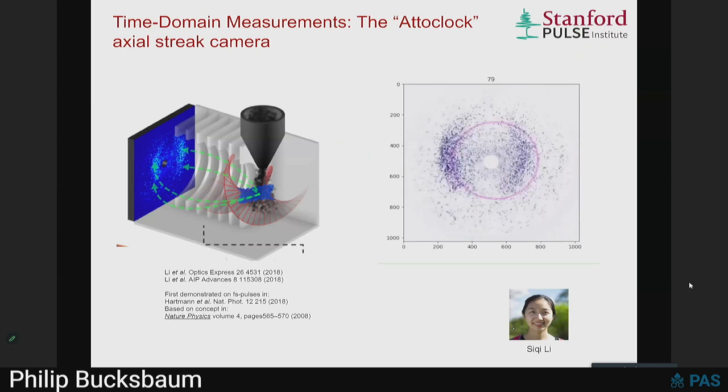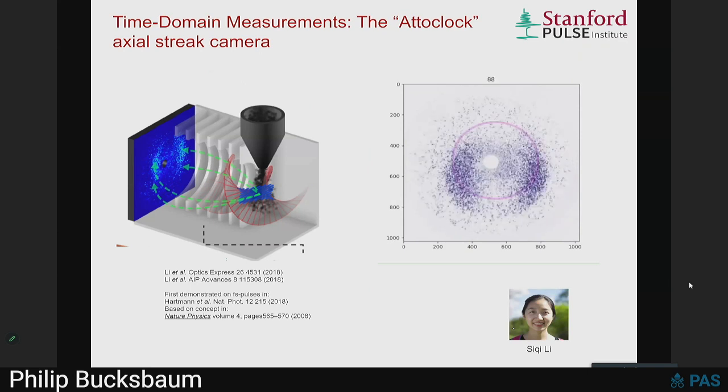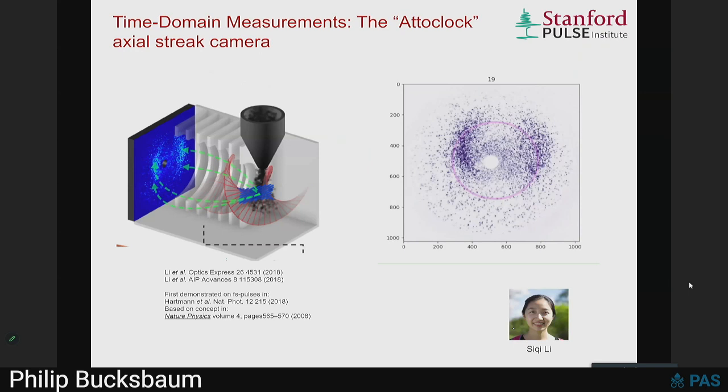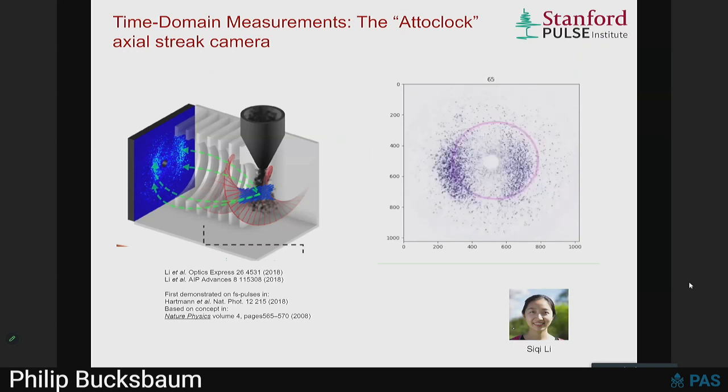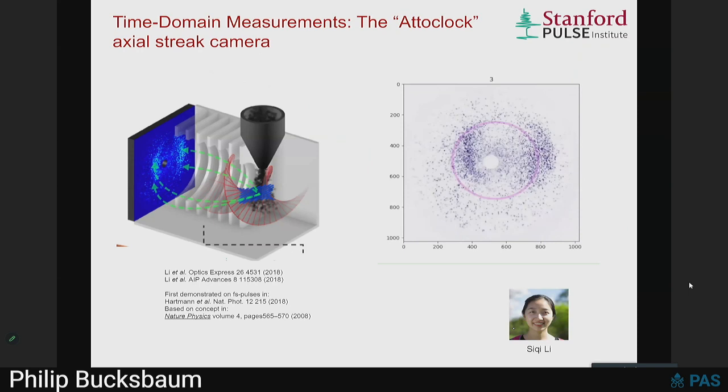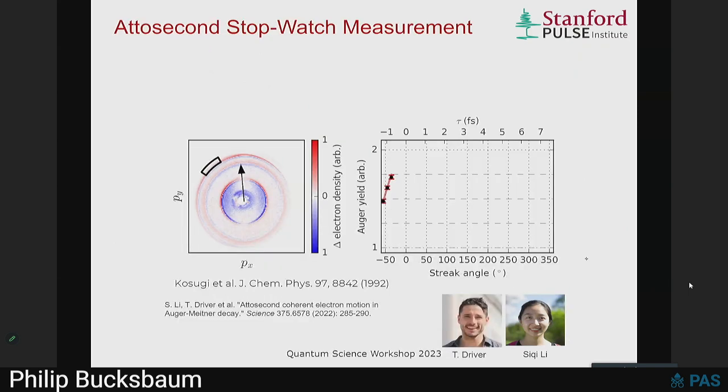They do this by using the same trick. Your attosecond pulse does something, and then a strong laser field moves that electron around, and you can use that to make a streak camera to measure attosecond processes. We've used it, again the work of Taran Driver and Siqi Li, to measure the Auger decay of an X-ray ionized molecule. This is the NO molecule. It was resonantly excited, and then Auger decayed, and we saw interference between the different electronic states that are involved. Not possible to see in any other way.